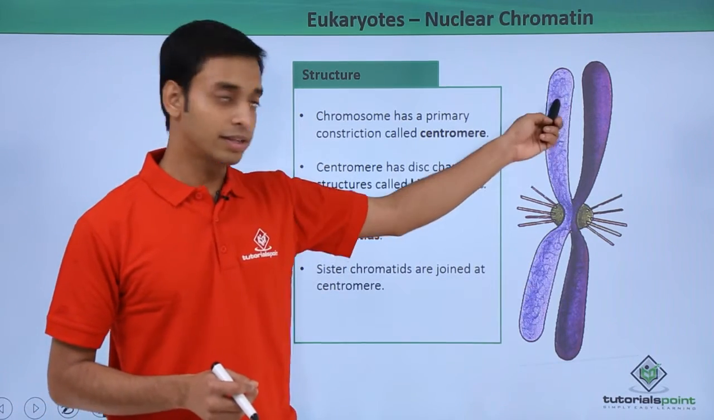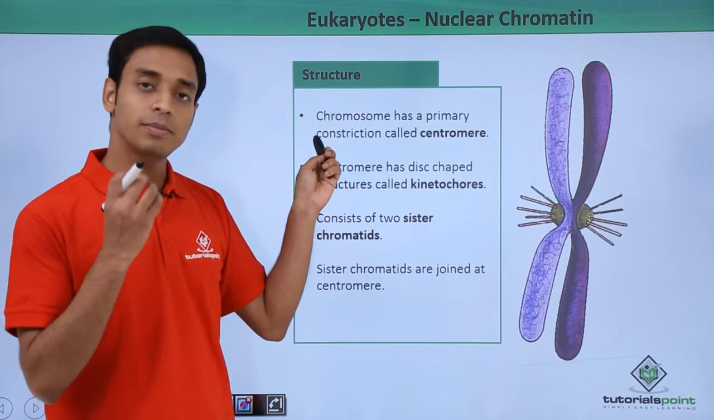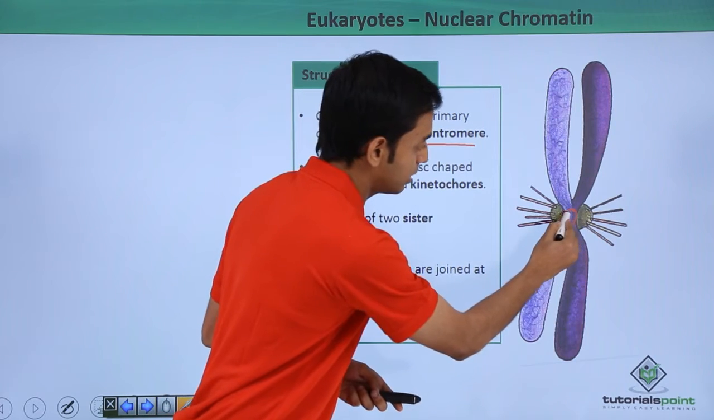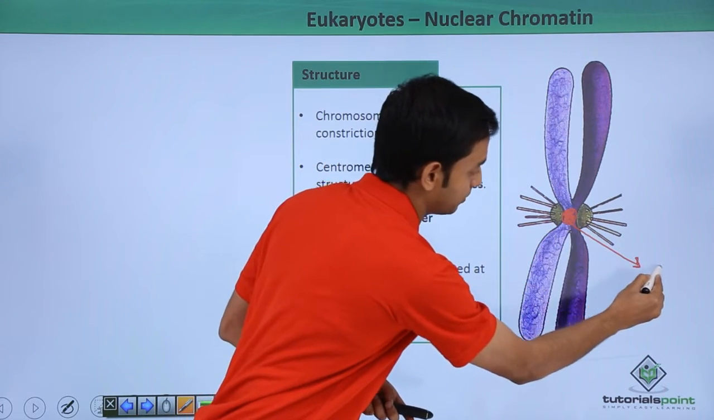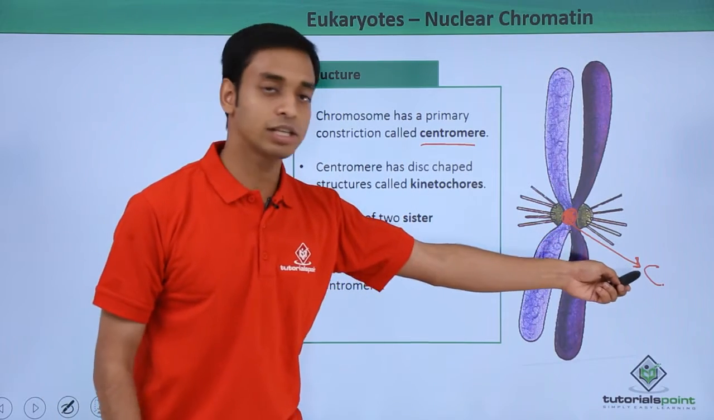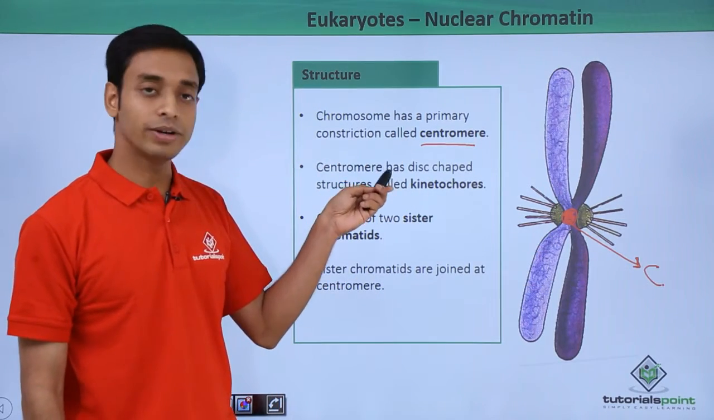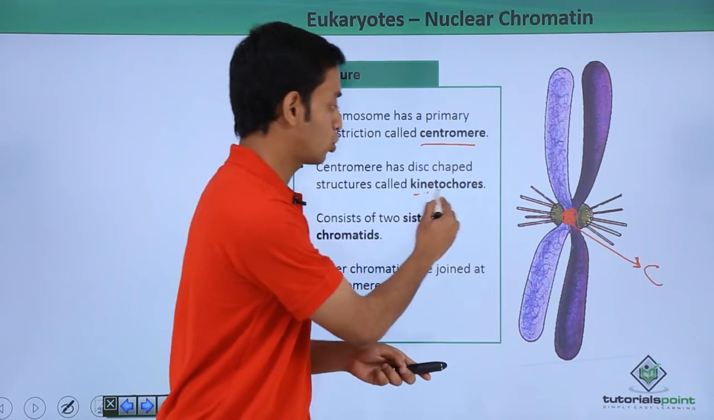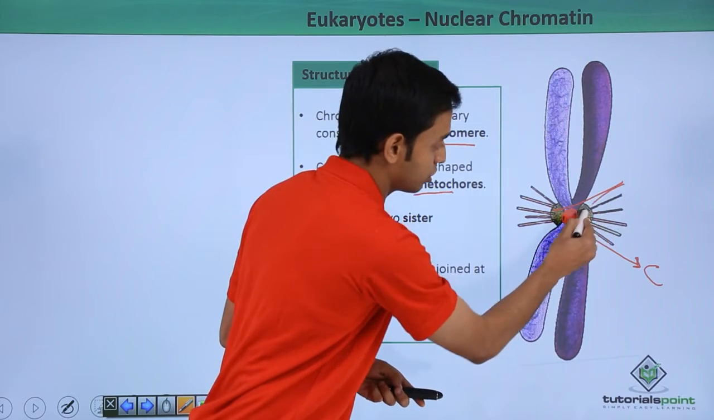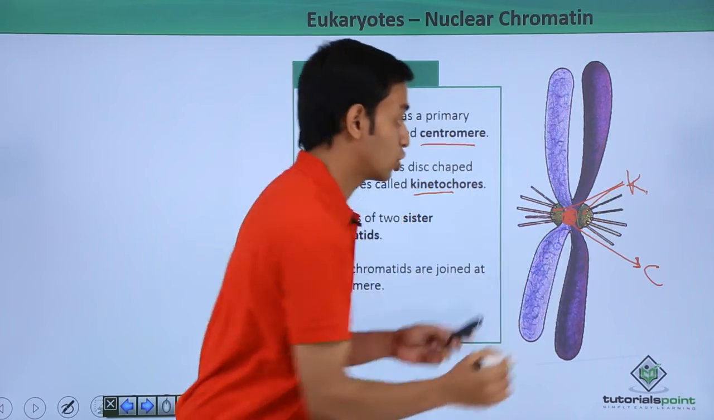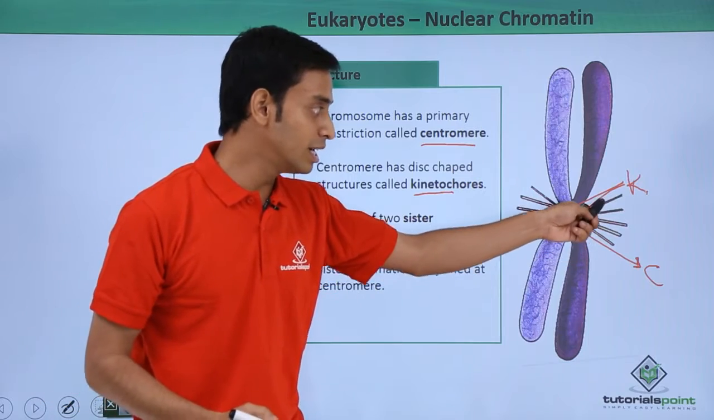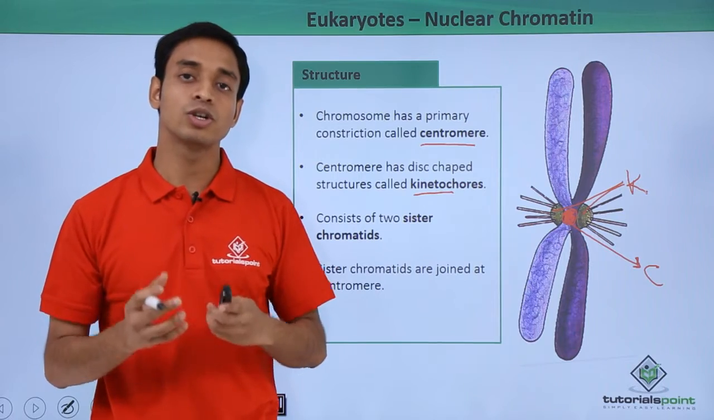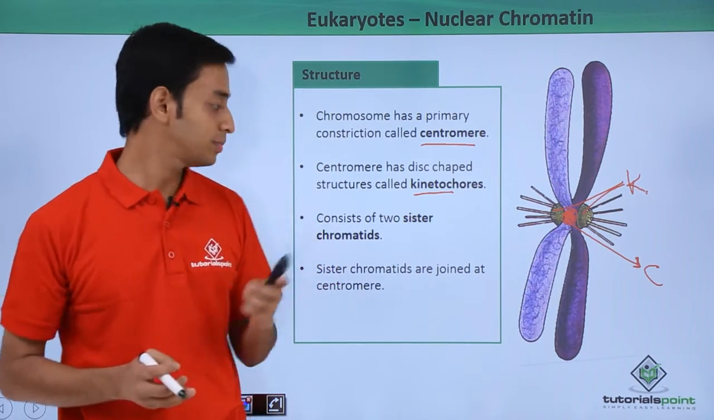The chromosome looks like this. The chromosome has a primary constriction, and this is known as the centromere. Here, the position you are seeing is the centromere. This is the primary constriction, and it is called the centromere. Now the centromere has disc shaped structures which are known as kinetochores. So here you can see two disc shaped structures like this. These are known as the kinetochores. These are the areas where the spindle fibers are attached. These kinetochores are the point of attachment of the spindle fibers, which help in the process of cell division.